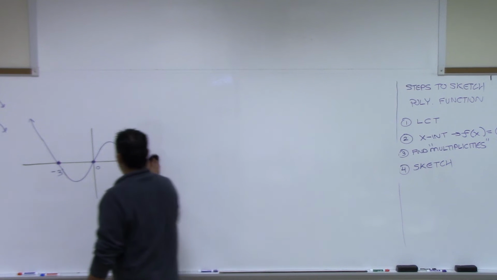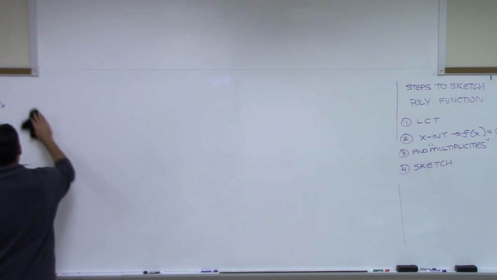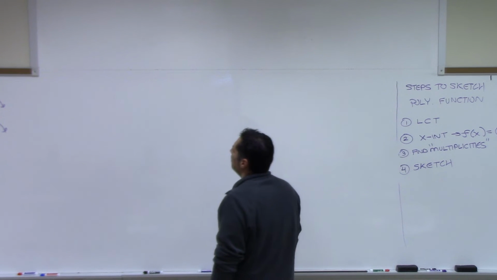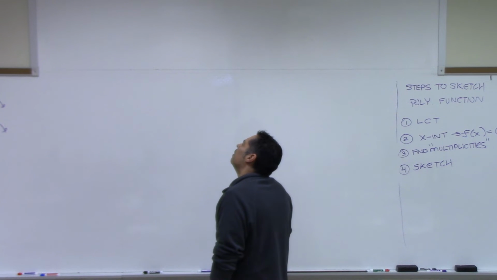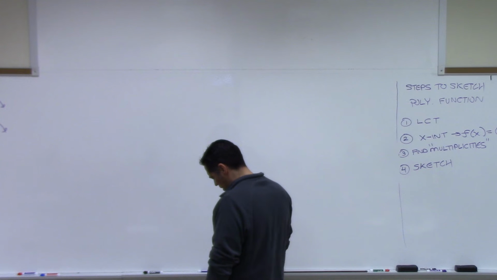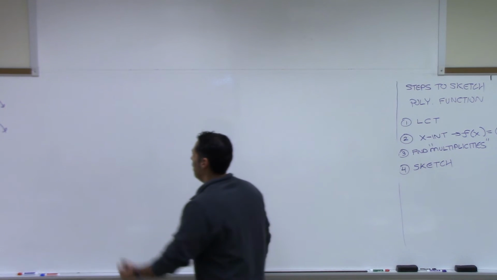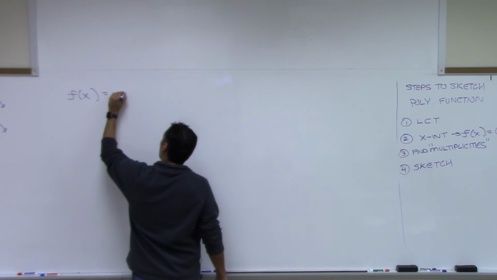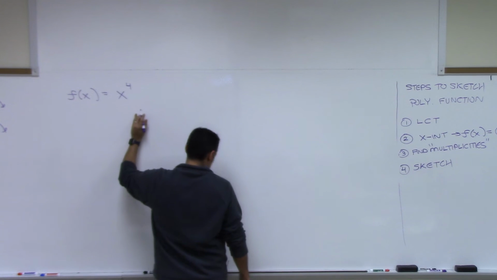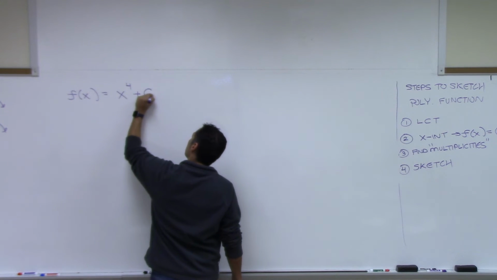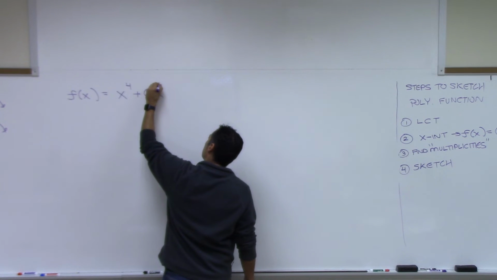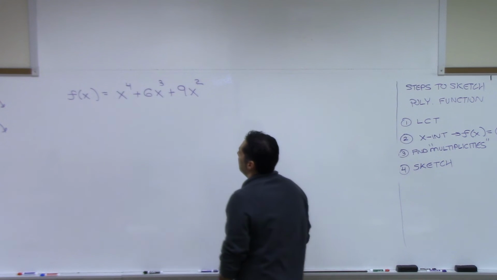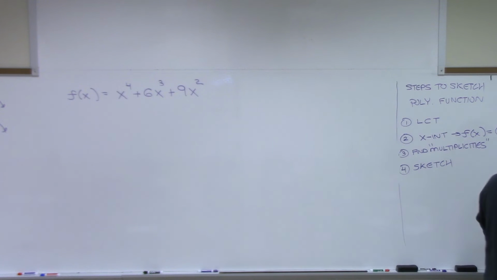Let me give you one. How about that? Y'all want to practice one on your own? Do you want to practice one or no? Yes. Yes? Y'all want to try one? Y'all can work together, I don't care. Let me just think of what I want it to be. How about 3, 3, 6, 9? Okay. So I want you to sketch f of x equals x to the fourth plus 6x cubed plus 9x squared. There we go.